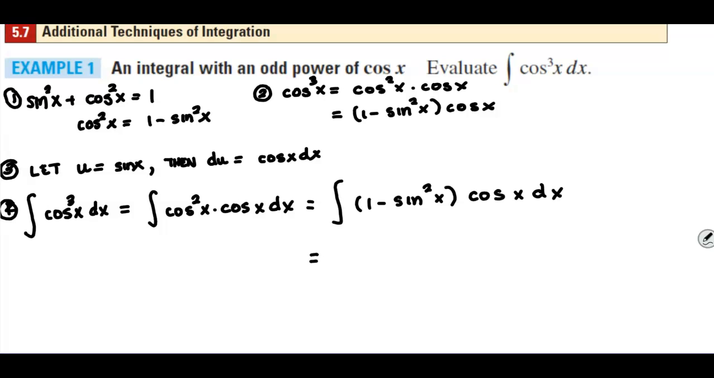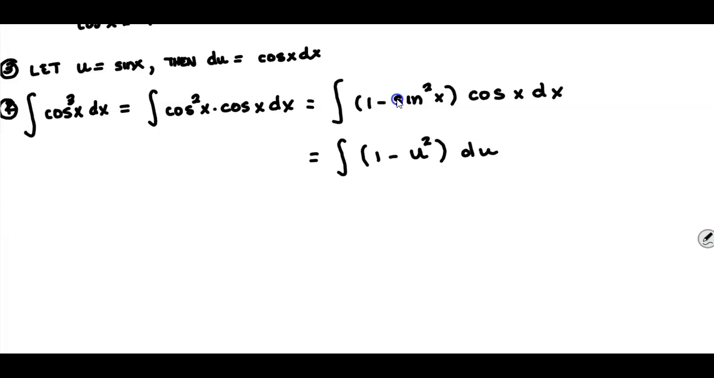Now we can go ahead and use our substitution. So we know that 1 minus the sine squared x has now become 1 minus u squared, times du. And so therefore, when we integrate from here, we know the antiderivative of 1 is u. The antiderivative of u squared is 1/3 u cubed, and that's plus the constant c. And so therefore, our result is the sine of x minus 1/3 sine cubed x plus c.